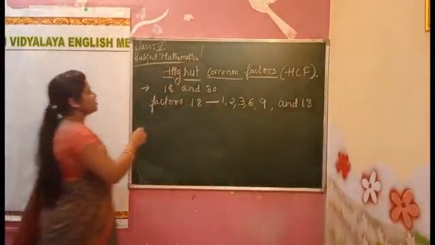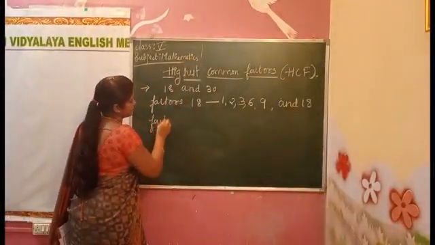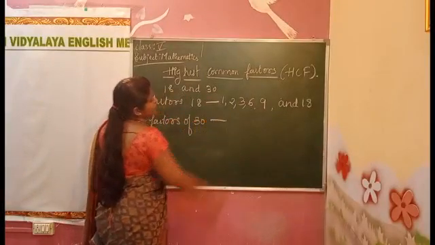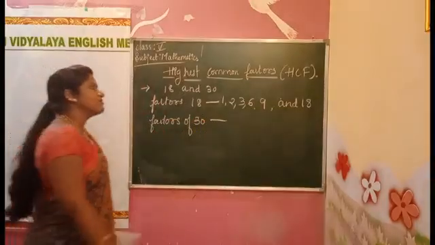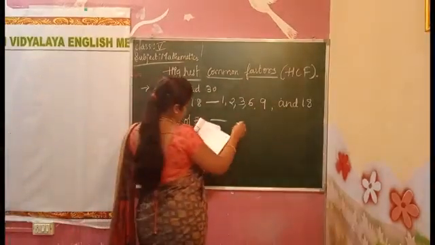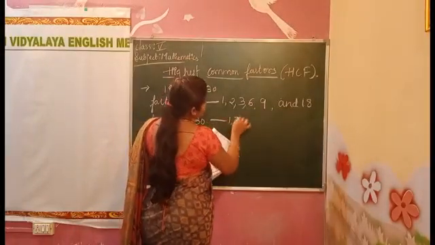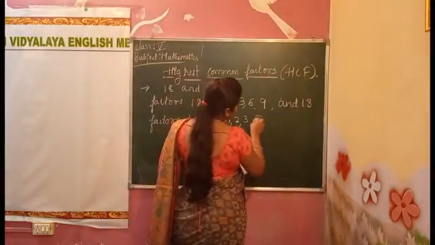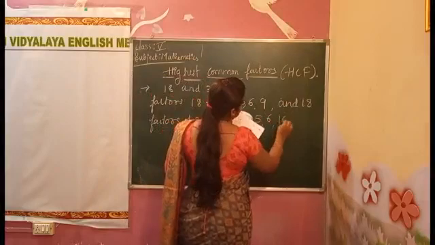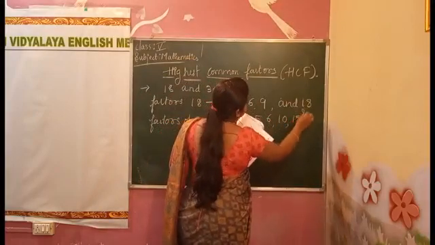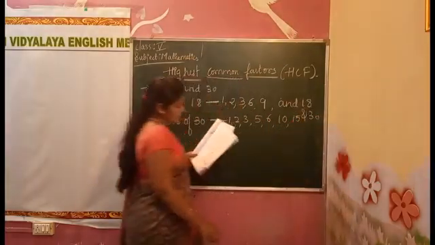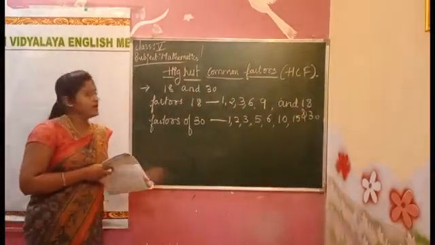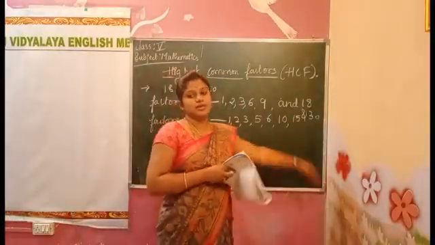Now factors of 30. In which tables does 30 come? In the 1 table it comes, in the 2 table, in the 3 table it comes, in the 4 table it doesn't come, in the 5 table, in the 6 table, then 10, 15 and 30 itself. These all come in 30. Okay, 30 will come in all these tables.